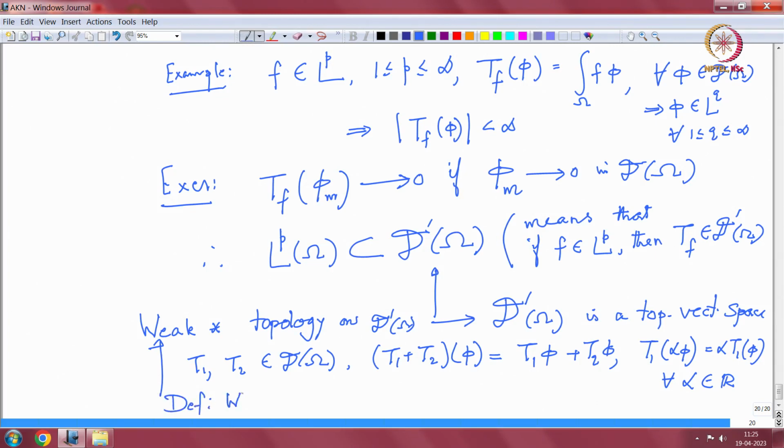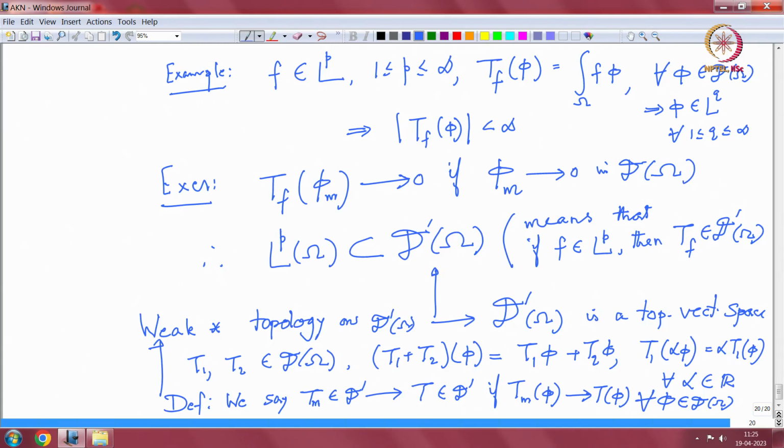we say a sequence Tm in D prime converges to T in D prime if Tm of phi converges to T of phi for all phi in D of omega. So, it is a weak star topology coming from your pre-dual space. That is how you define it on a dual space.